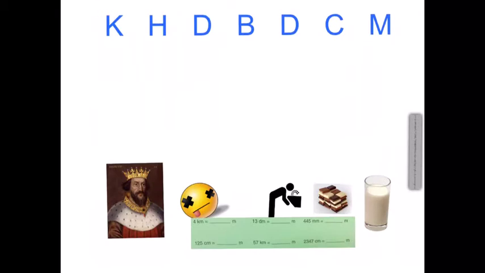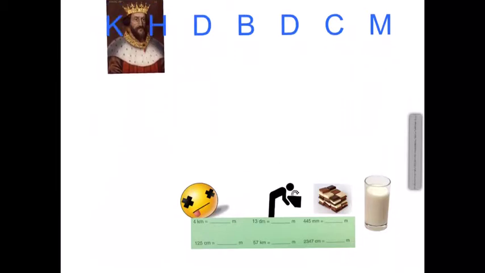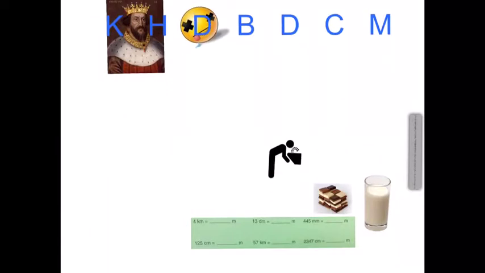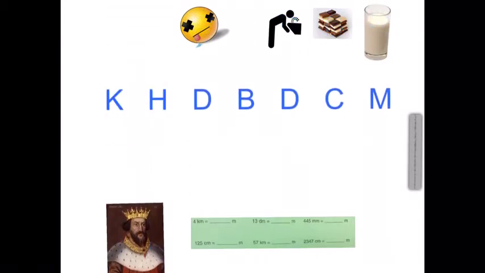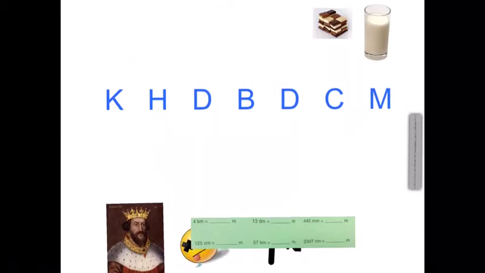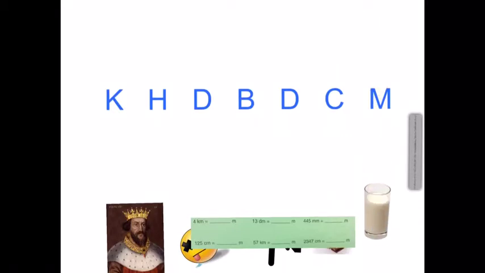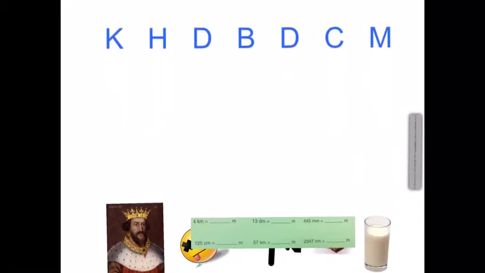When we get on a test, I would recommend you write this down here. So we have kilo, hecto, deca, base, deci, centi, and milli. The mnemonic that we use is King Henry died by drinking chocolate milk. Then, as soon as you get a test, you can write down your KHDBDCM by remembering that King Henry died by drinking chocolate milk.